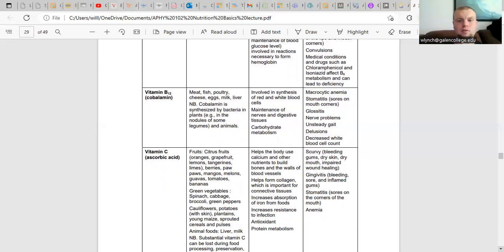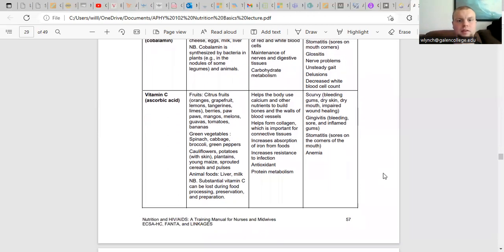Vitamin C, which is also known as ascorbic acid, is going to come from acidic fruits, things like citrus fruits, oranges, tangerines, grapefruits, mangoes, tomatoes, bananas. Also in green vegetables, cauliflowers. We get it a little bit from animal foods such as milk. This is going to help with calcium concentrations. It helps the body use calcium and other nutrients to build up things like bones and blood vessels. It helps to form collagen and connective tissue, increases absorption of iron, increases resistance to infection, and acts as an antioxidant and a protein metabolizer.